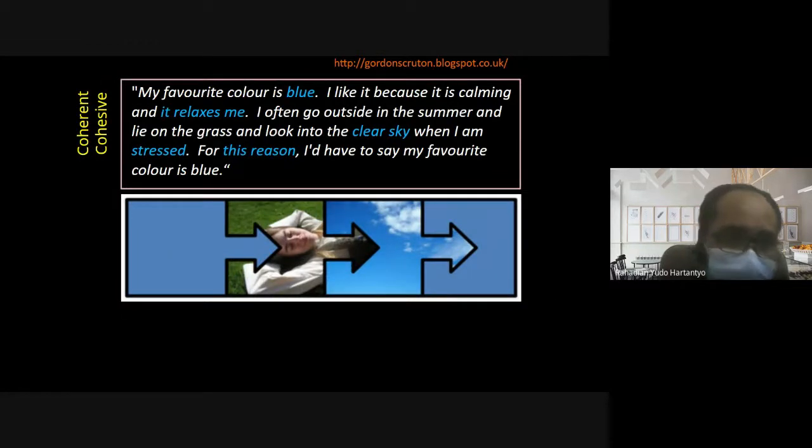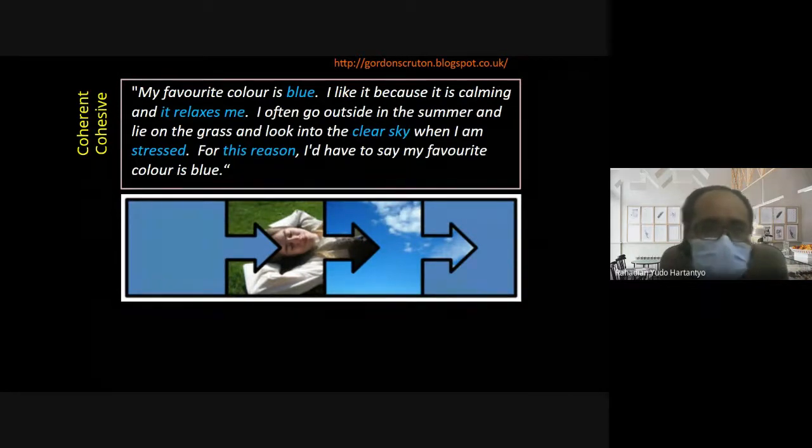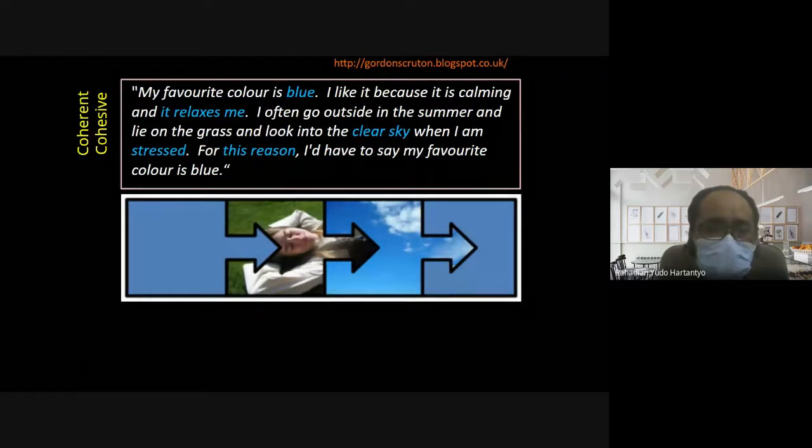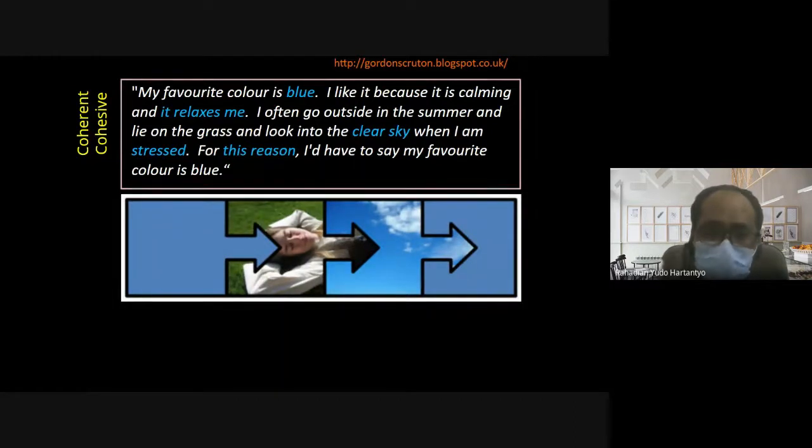Okay, we have another example. My favorite color is blue. I like it because it is calming and it relaxes me. I often go outside in the summer and lie on the grass and look into the clear sky when I'm stressed. For this reason, I'd have to say my favorite color is blue. In my opinion, it is a coherent and cohesive paragraph.